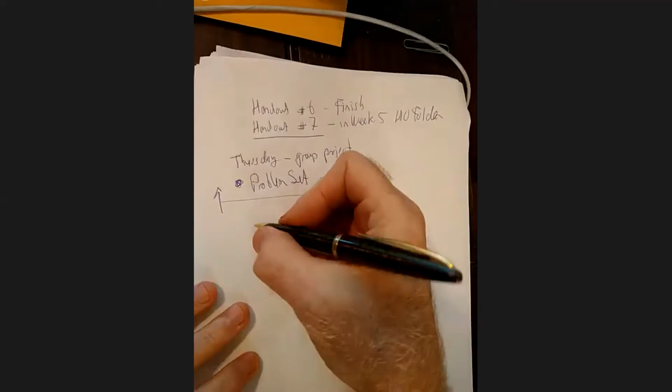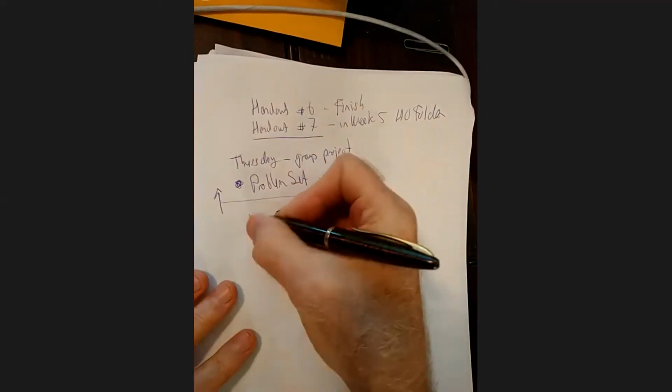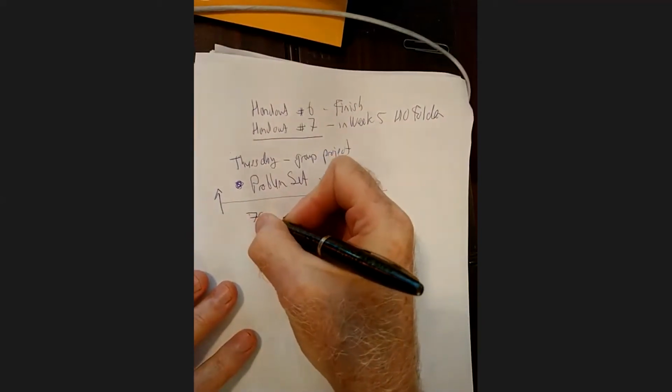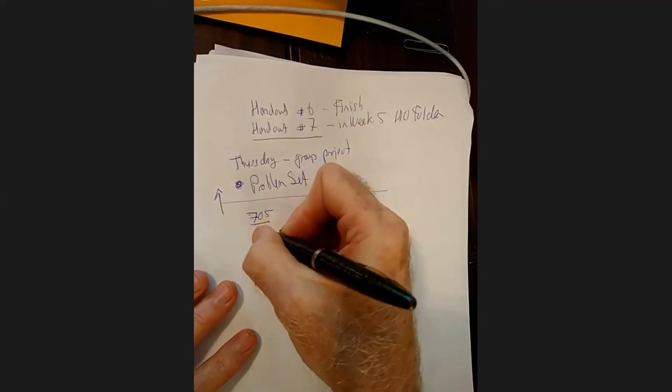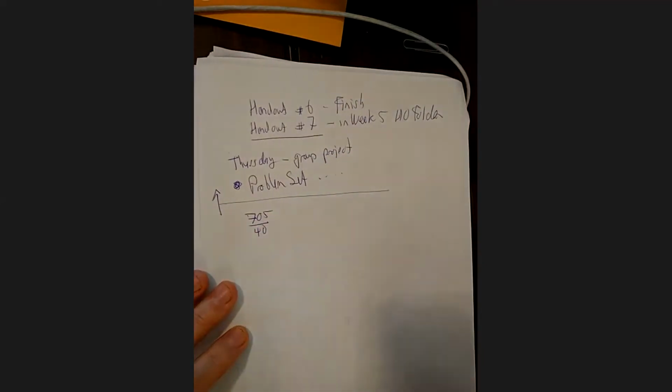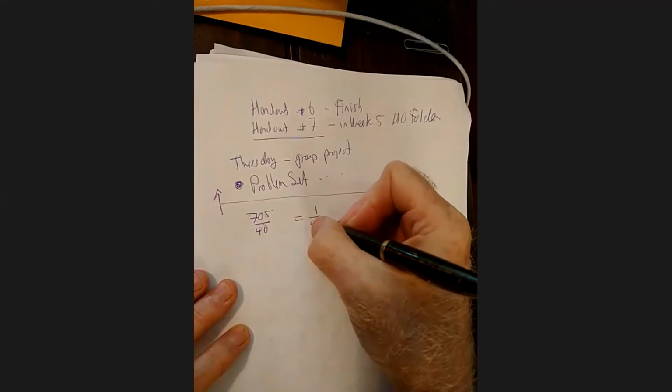Let's say that I want to divide something, and I'll do base 10, 705 by 40. If you get out your calculator, one way to get this answer is to do this.